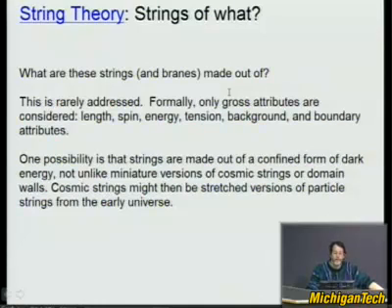One question that I've always wondered about and never really found addressed in detail is, if these are strings, what are they strings of? Formally, only gross attributes are considered: length, spin, energy, tension, and background attributes. So one understanding I've come to, although I said before I'm not a string theorist, is that strings are made out of some sort of confined form of dark energy, not unlike miniature versions of cosmic strings or domain walls. Cosmic strings might then be stretched versions of particle strings from the early universe. It seems to me to be possible. So there's some kind of fundamental energy form. That's what it's strings of, a confined energy form.